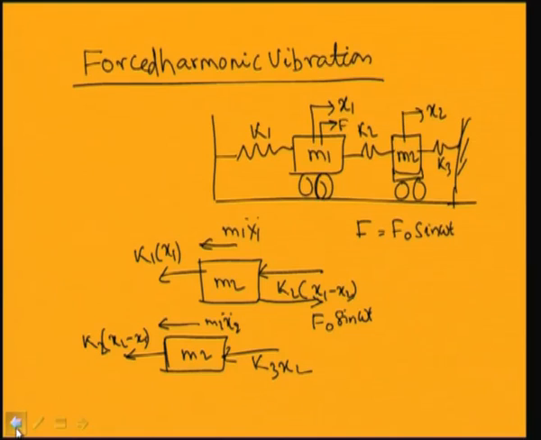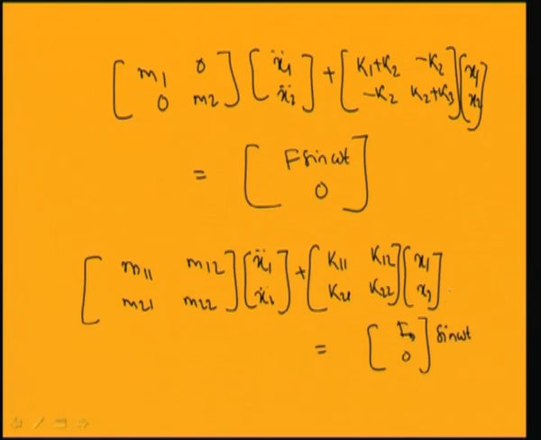So instead of applying a force on the first mass, if I apply a force on the second mass, I can write this equation in this form. So it becomes 0 and f sin omega t. Already you know, in the case of a single degree of freedom system, when a system is subjected to a harmonic force of f sin omega t, the system will oscillate with the same frequency but with different magnitude and with a phase difference.